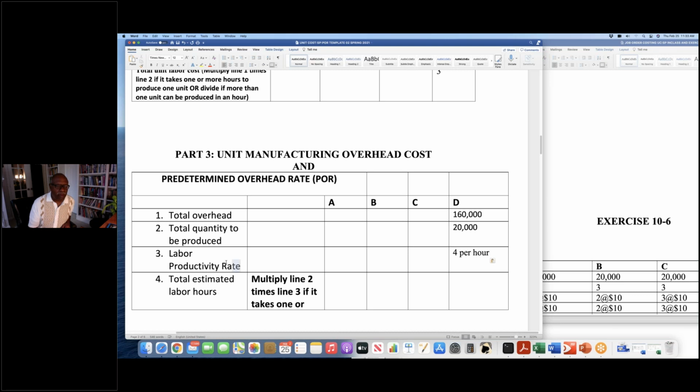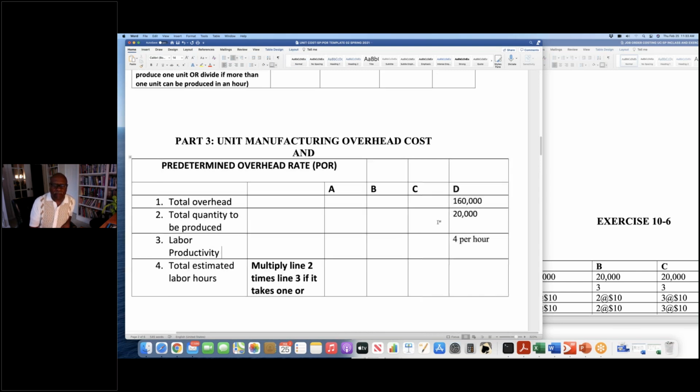Let me take this rate out because I wanted the productivity. So how many hours is it going to take me to make 20,000 units if I can make 4 per hour? 80,000. Aren't you supposed to multiply? No, you're supposed to divide. It's 5,000. 20,000 divided by 4 is 5,000.